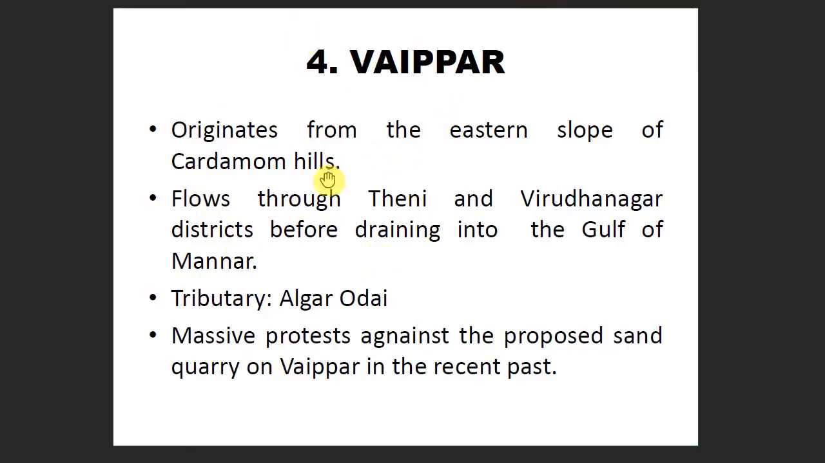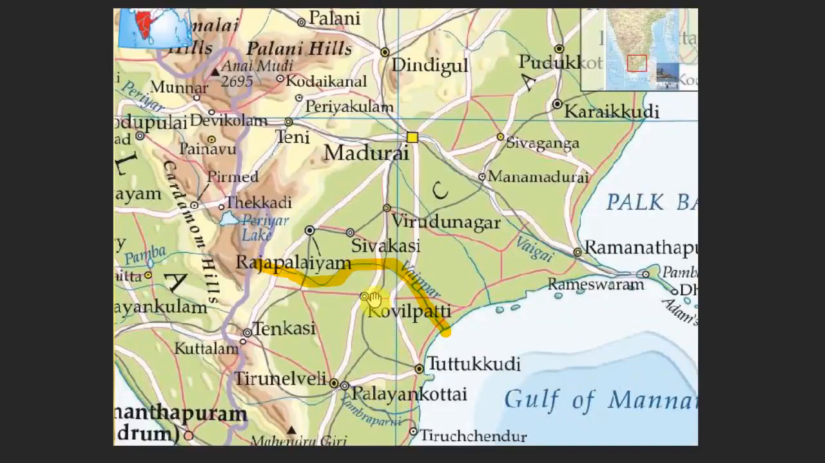So it originates from the eastern slope of Cardamom Hills and then flows through Theni and Virudhunagar districts before draining into the Gulf of Mannar. And important tributaries are Algar and Odai, and it's on the sand quarry that massive protests have been held. And also the Theni district is one of the sites of protest, because India has proposed a neutrino observatory, the second observatory after the one at Kolar was closed because of the closing of the mine.